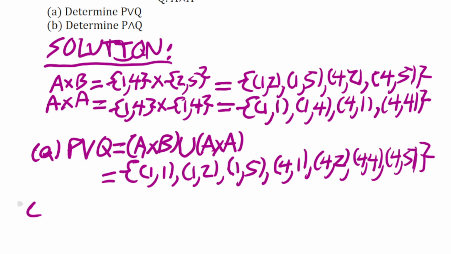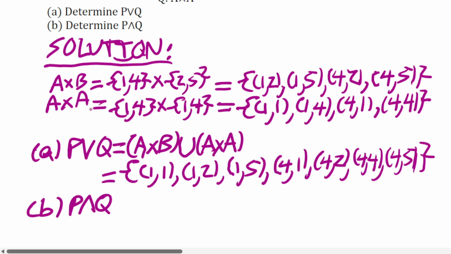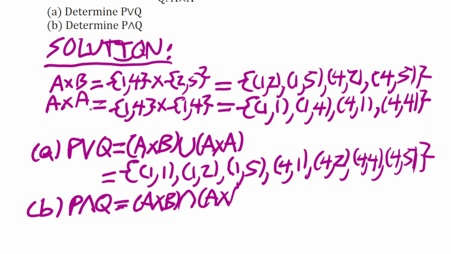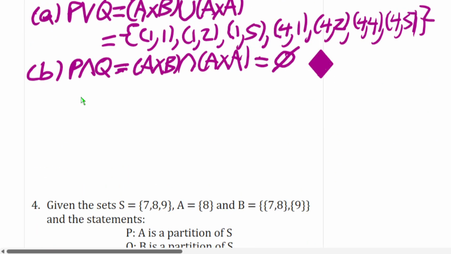All right, and then for B, P conjunction Q, it's going to be where the Cartesian products intersect. However, they don't share any elements in common, so it is the empty set. Here we go. It's a pretty diamond symbol. All right, that's problem 3.